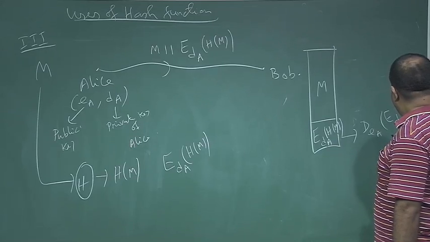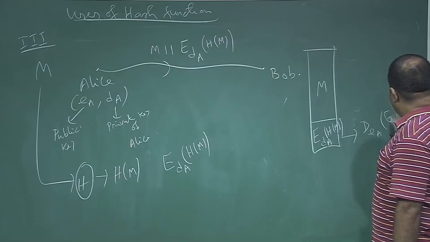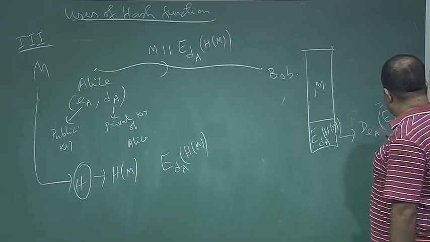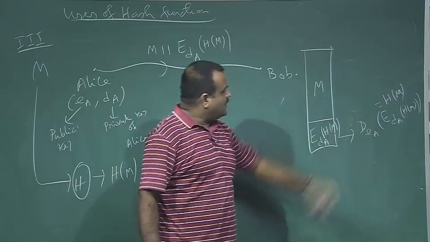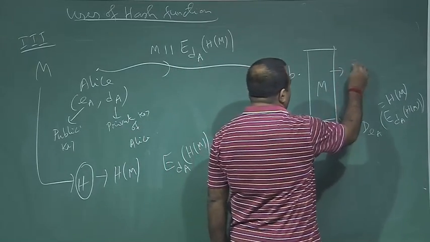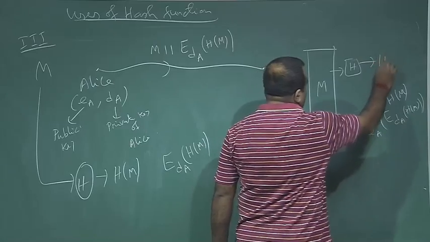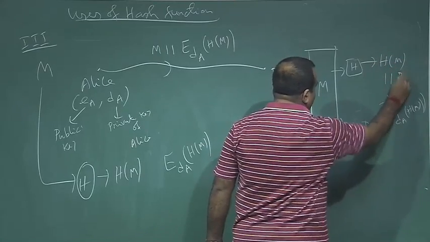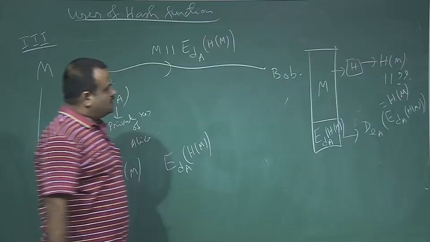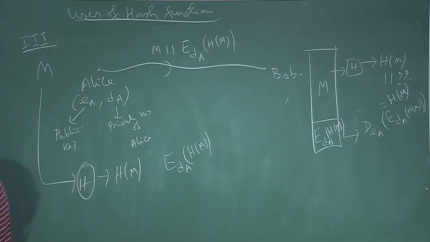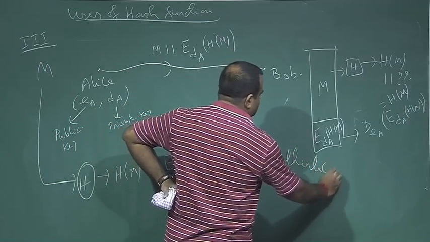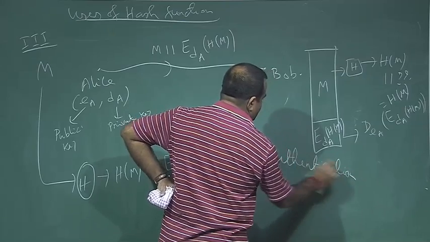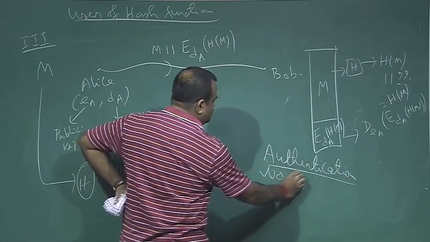H of M, and this will give us H of M, because encryption is the reverse of decryption. So, this quantity will give us H of M, and now Bob will compute H on M, and Bob is supposed to get H of M. So, Bob will compare these two, whether they match or not. If these two match, then the authentication is done. Then Bob will ensure that the message is coming from Alice. So, here authentication is done, but here also a similar problem: no confidentiality.